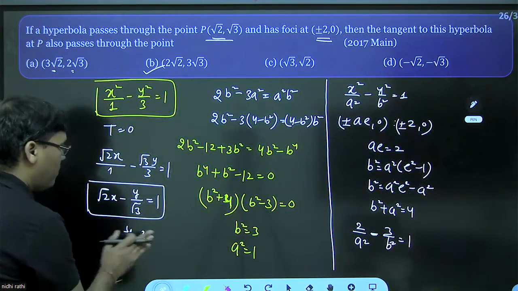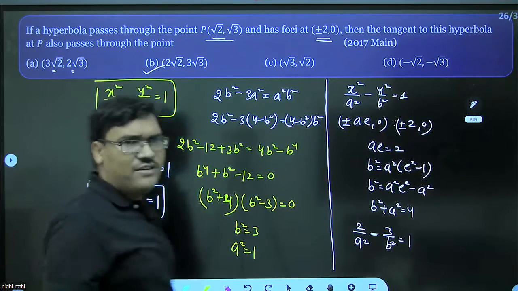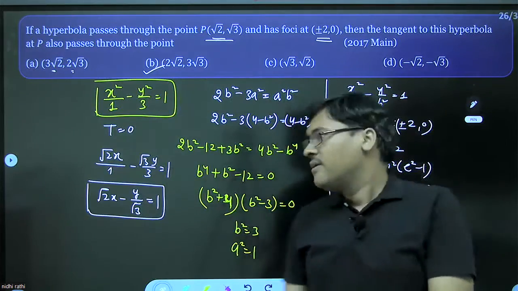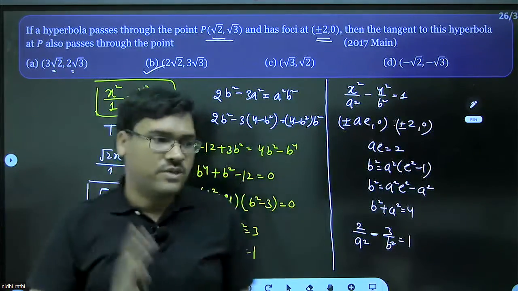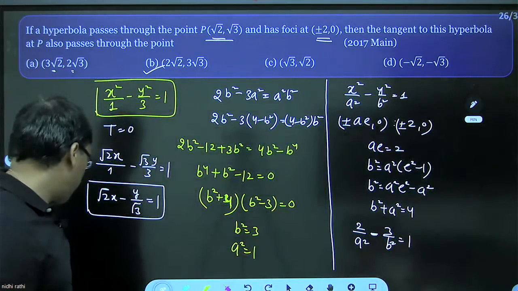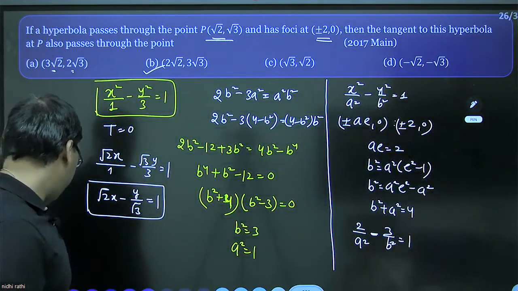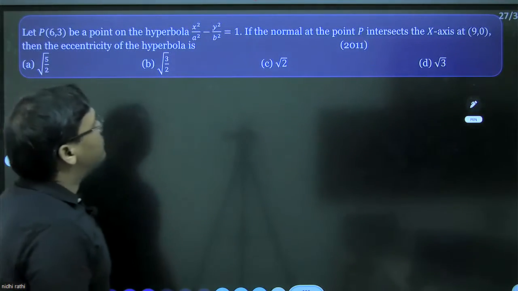Okay. So now what is the answer? Option B is the answer. Again, it's a pretty easy question. You have to just find the equation of hyperbola and then apply the tangent equation, T is equal to 0. So I hope this is clear. Now let's move to the next question.